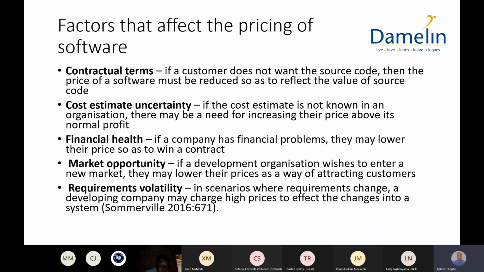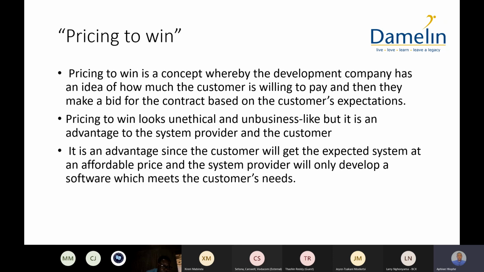Requirement volatility. In scenarios where requirements change, a developing company may charge high prices to effect the changes into the system. Okay, so the concept of pricing to win. Pricing to win is a concept whereby the development company has an idea of how much the customer is willing to pay, and then they make a bid for the contract based on the customer's expectations. Some people think this is a bad thing. Some people think it's a good thing, but it is done out there.